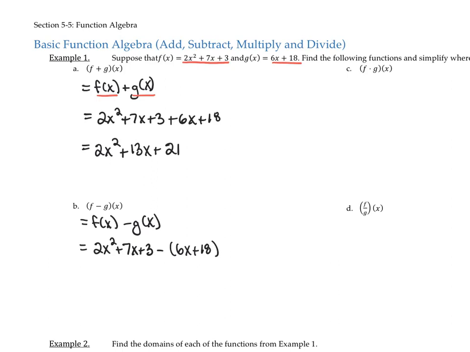The important thing here is that you make sure that you distribute the subtraction on the g of x. Whether you do that in your head when you're combining like terms, or you do what I'm about to do and show all that work, in the end you make sure you have subtracted both of the terms from the g of x. If I combine my like terms, I have 2x squared plus x minus 15. So I'm just combining all my like terms.